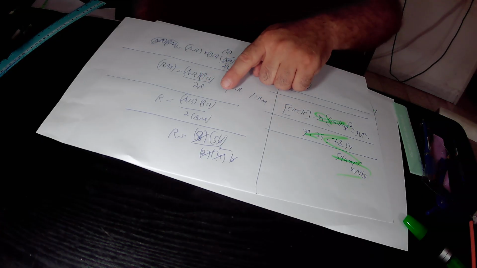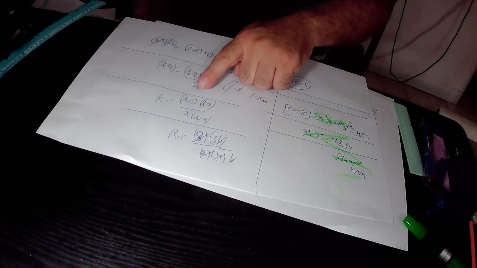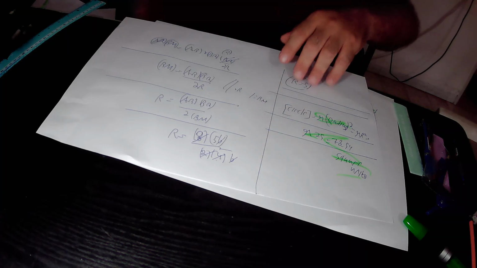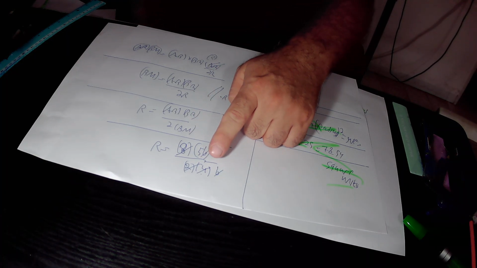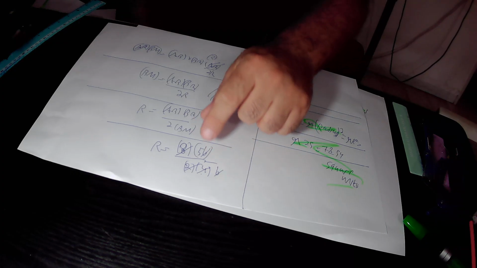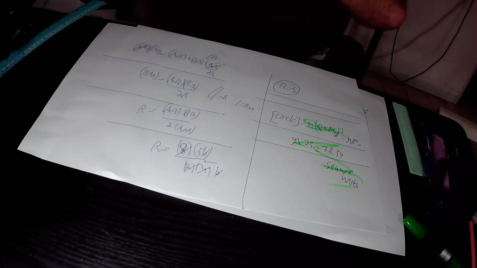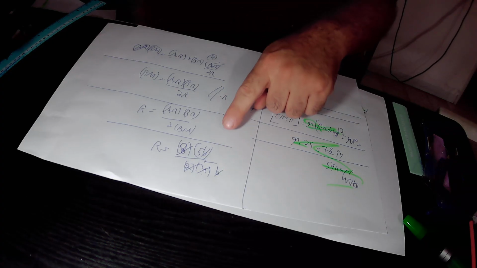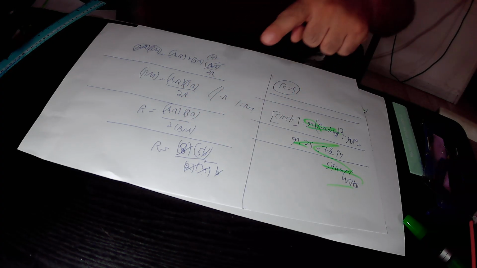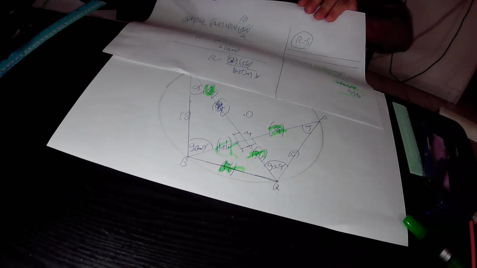AB is 8, BQ is 5B, over 2 times BM. BM is 4B. We have 8 in the denominator, since 2 times 4 is 8, so those two expressions will get cancelled. B over B is 1, so B also will get cancelled. And we are left only with 5. So the radius of this circle, R, equals 5.